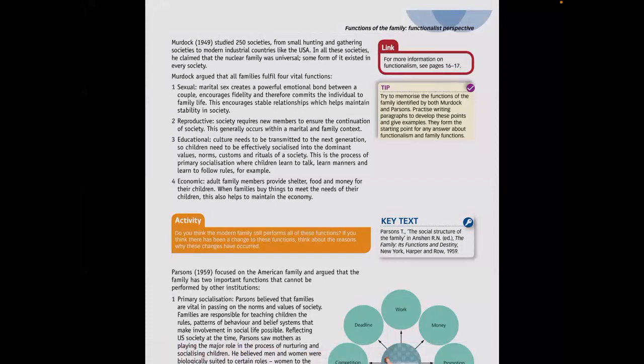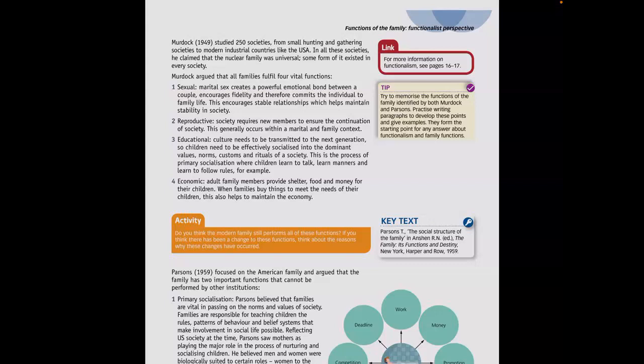Right, okay. So starting from Murdock, Murdock basically studied 250 societies, from small hunting and gathering societies to modern industrial countries such as the US. Small hunting and gathering societies are basically small communities that live in very small towns of countries and cities. They're called hunter and gatherers because they are considered to be nomads of some sort, the ones that hunt and then gather, and they're always on the move and they have their own community basically. So in all these societies, he claimed that the nuclear family was universal.